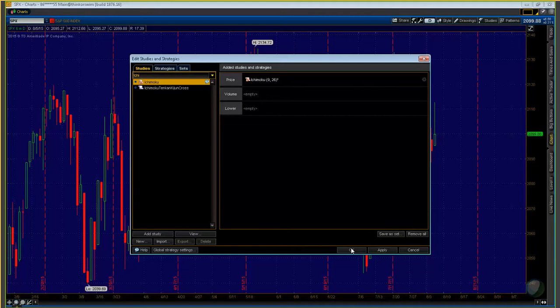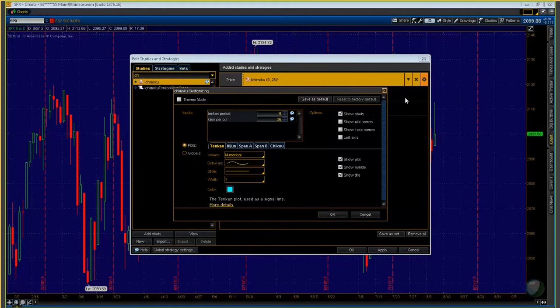Now, what I like to do before I get going on the study is expand the width of the Tenkan-sen, the Kijun-sen, and the Chikou span, and we'll see this in a second, and I'll explain what each one is. And we'll throw Ichimoku up on the screen.